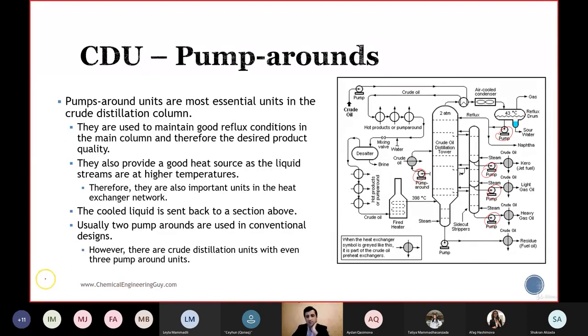Okay, that's clear. We want to send the liquid. It leaves from here. We need to send it back to the column, and for this we need a pump, because otherwise, as you can see, we want to send from a lower point to a higher point. We need a pump. But in general, why do we need to have a pump-around? What would happen if we don't have it? What's the purpose of the pump-around?